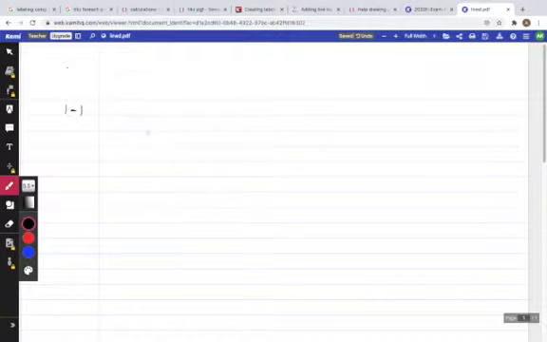basic undefined terms. What is a point? What is a line? What is a plane? The big things, however, deal with angles and segments. And when we're talking about these angles and these segments, what we're really concerned with are three situations. First, how do we measure?